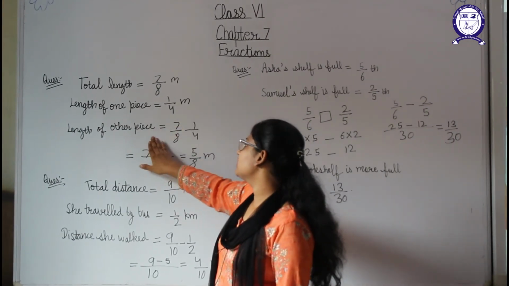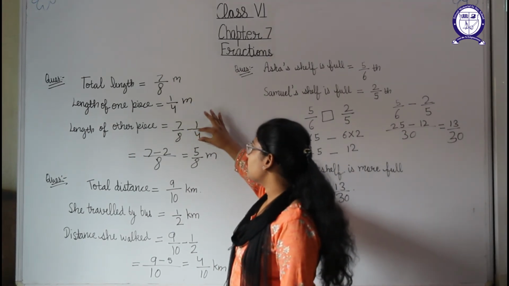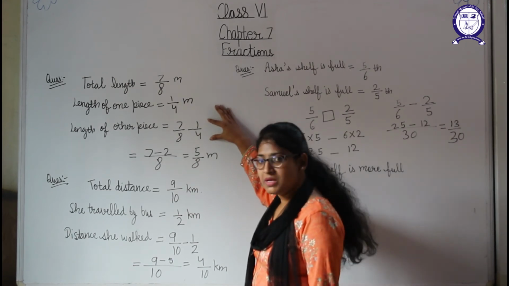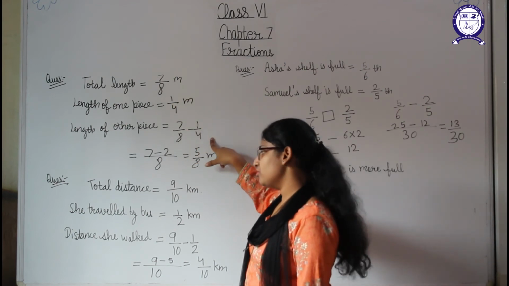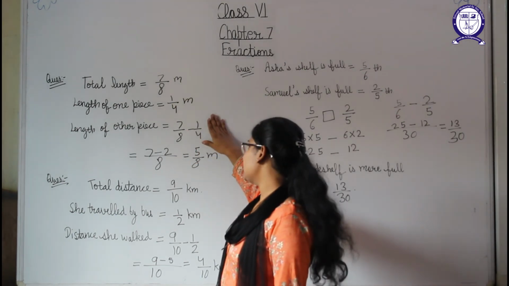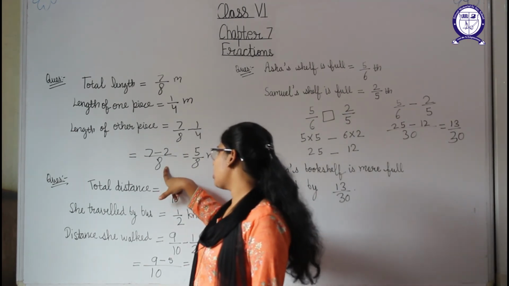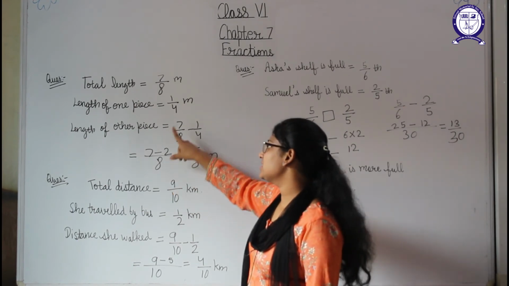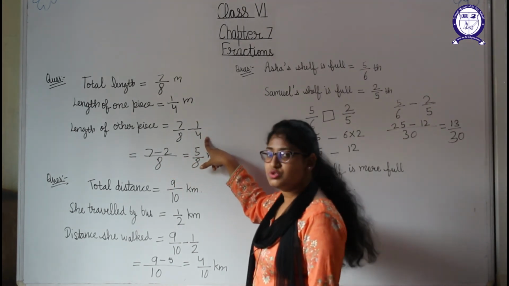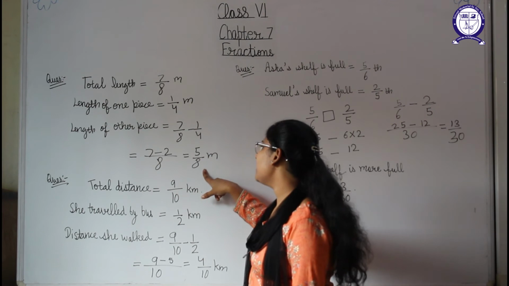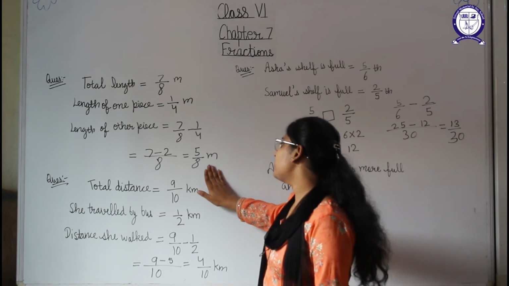Okay, so length of other piece is equal to, what we will do, we will take the total length and we will subtract the length of one piece from it. So length of other piece can be 7 by 8 minus 1 by 4. You can simply subtract them here, 4 and 8. So 8 will be the LCM, so 8 is the denominator here. Now 8 divided by 8 is 1, and 7 ones is 7. Minus sign is here. 8 divided by 4 is 2, and 2 ones is 2. So we are getting 5 by 8 as our answer. So the length of other piece of wire will be 5 by 8 meter.